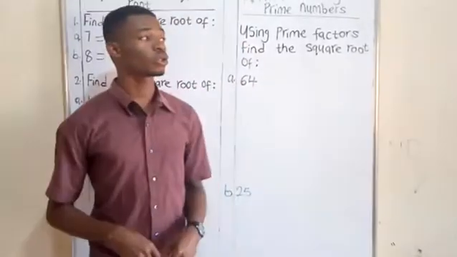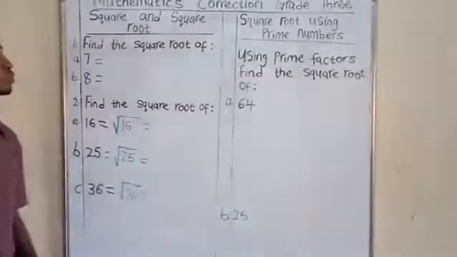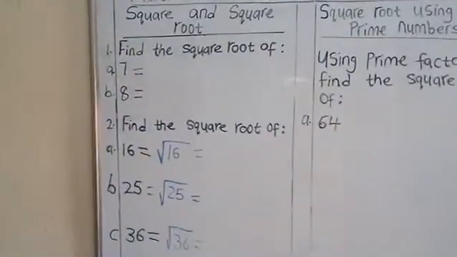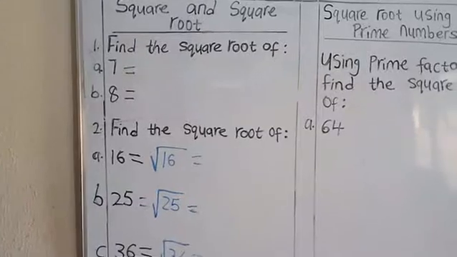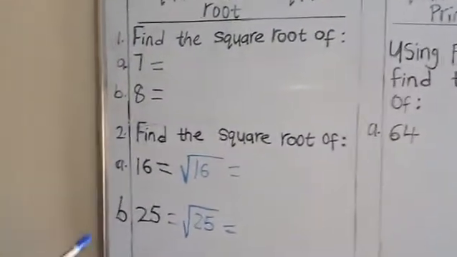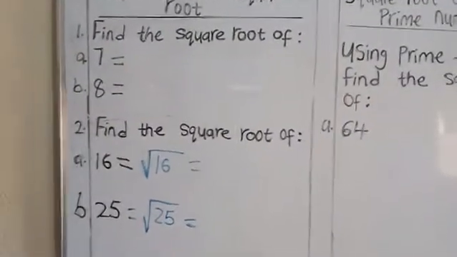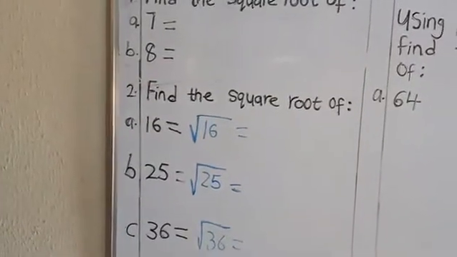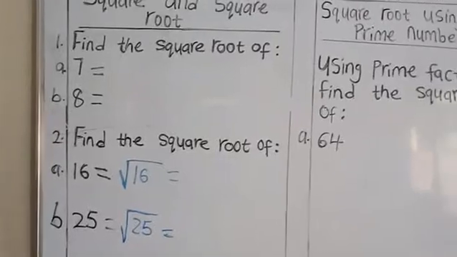Today we are going to be doing the corrections to the exercises that were given to us in our previous lessons. Remember, we learned about squares and square roots, how to find the square of numbers, how to find the square roots using the back of our exercise books, that's our multiplication table, and how to find square roots using prime numbers. So let's get started.